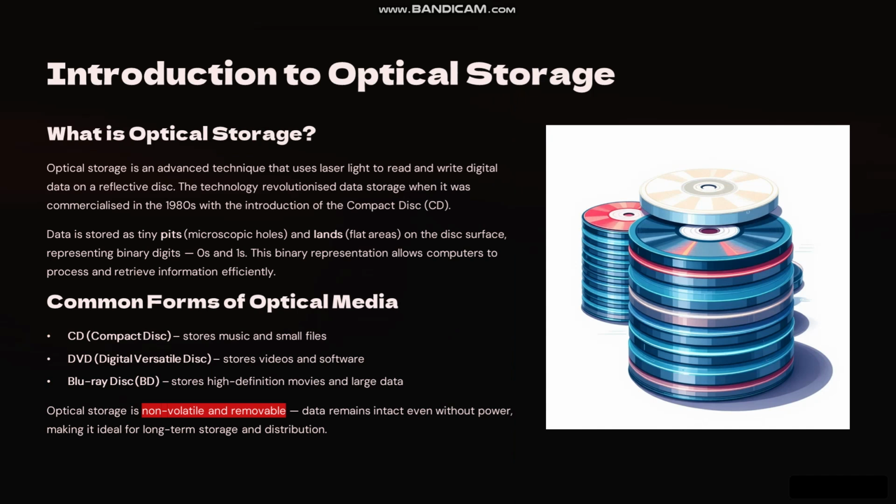The disk surface has tiny pits and lands. Those represent the binary values of zeros and ones, which computers can easily understand. Some common forms of optical media include the CD, which is the compact disc, which stores music and small files, and the DVD, which is the digital versatile disc, which stores videos and software, and the Blu-ray disc, which stores high definition movies and large data.